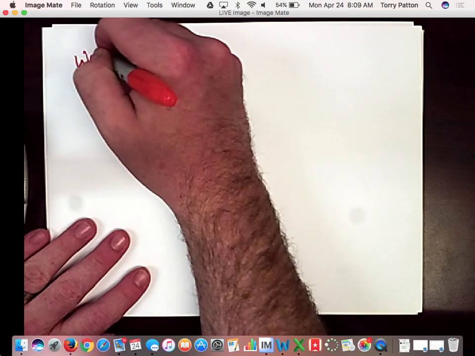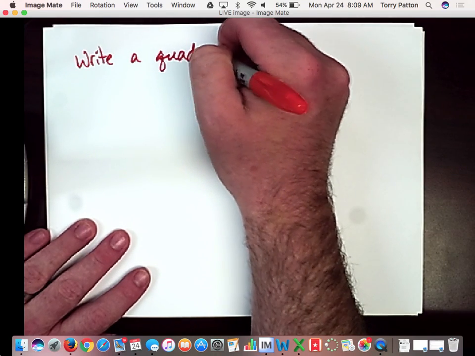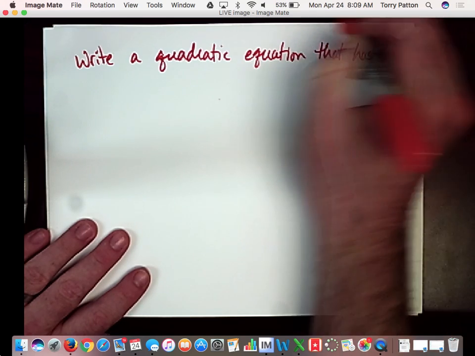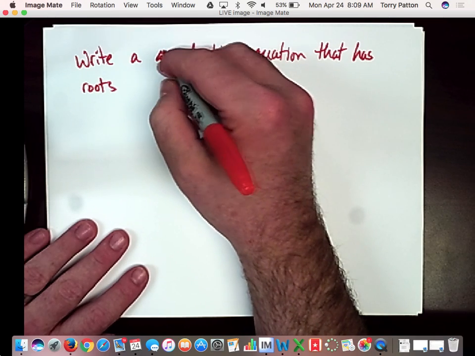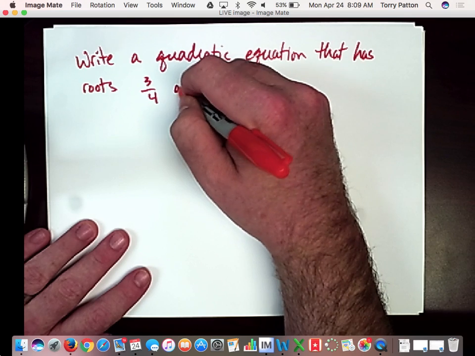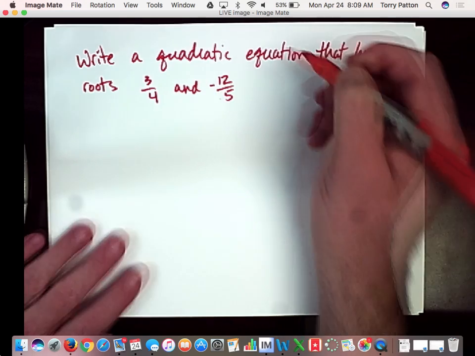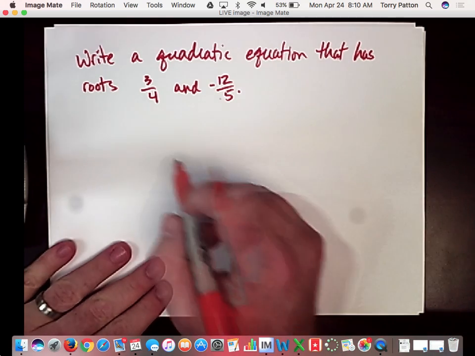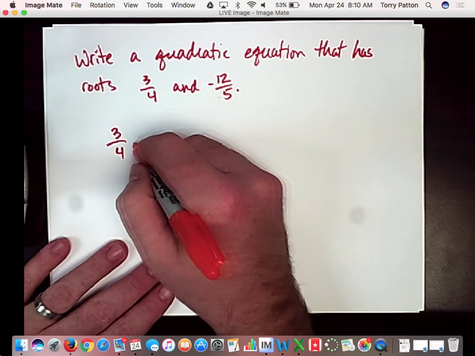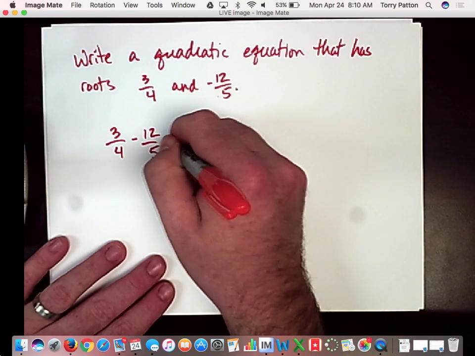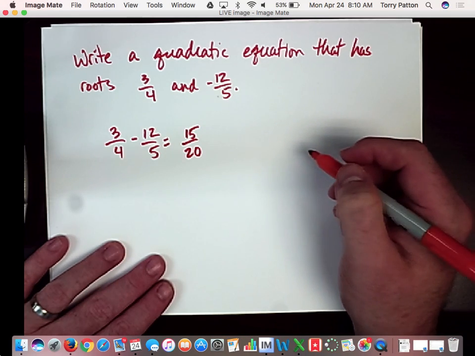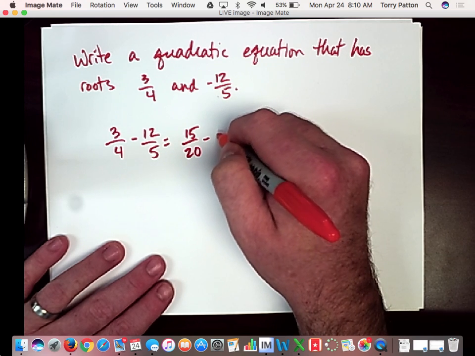What if I said write a quadratic equation that has roots 3 over 4 and negative 12 over 5. Well, what is their sum? You need a common denominator of 20. So you'd multiply 3 over 4 by 5 over 5, and you'd get 15 over 20. Minus, multiply 12 over 5 by 4 over 4, and you'd get 48 over 20.